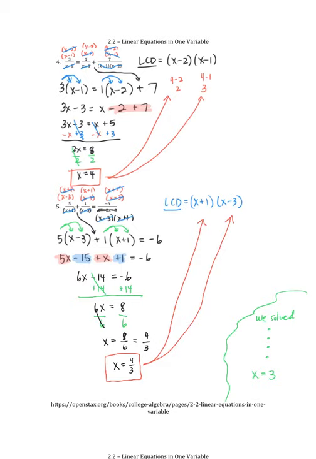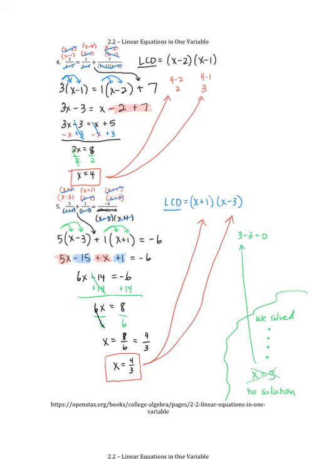And then I wanted to check it in the LCD. If I plugged in 3 for this second part, I would get 3 minus 3, which is 0. That would not be valid, so that would not be a valid solution. And if that was the only proposed solution I got, it doesn't check, then I would have no solution. Okay, so be on the lookout for that.